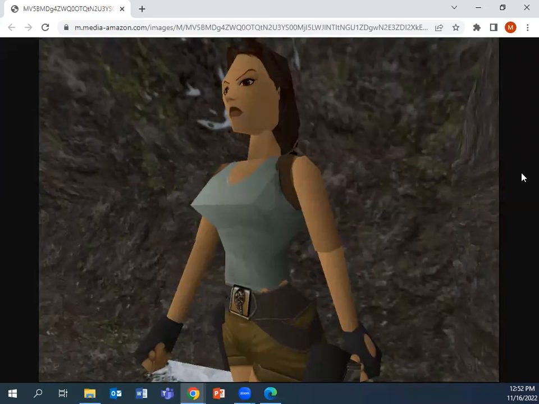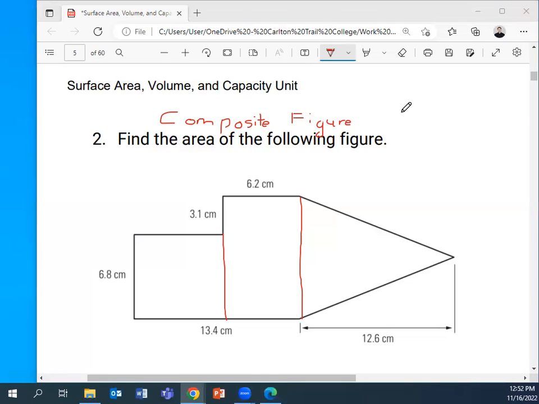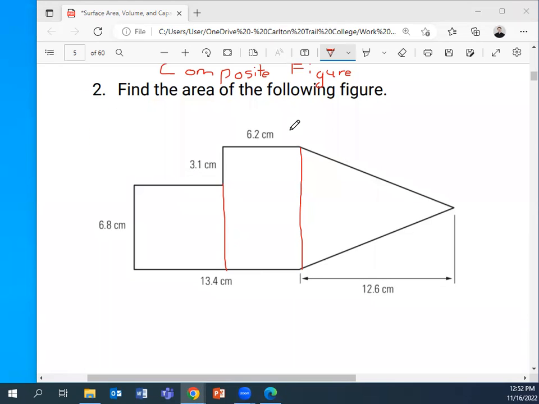Old school video game, right? Lara Croft. Everything was made with really basic shapes here, but they made a complex figure. This was top of the line graphics back in the day. Not so much anymore. But a composite figure is just a bunch of easy things put together. That's what this is. So all of a sudden, I can figure this out.